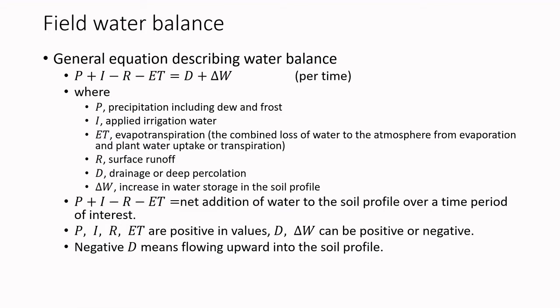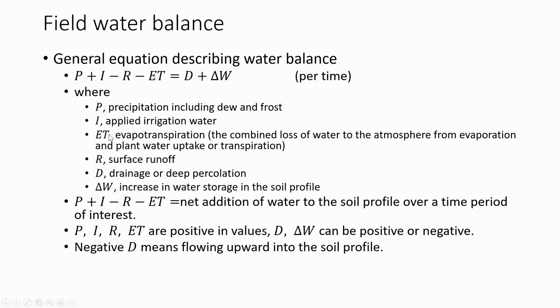Field water balance. The general equation describing water balance is given by this: P plus I minus R minus ET equals D plus change in W. P is the precipitation, including dew and frost, and I is applied irrigation water. P is an input, and I is also an input. I is irrigation water, P is precipitation, meaning rainfall. And we have minus R. R is surface runoff, and it's negative because it's an outflow from the storage. That's why you have a minus R here.